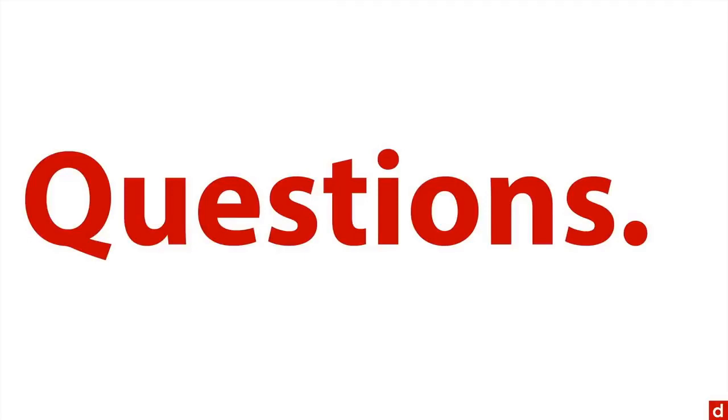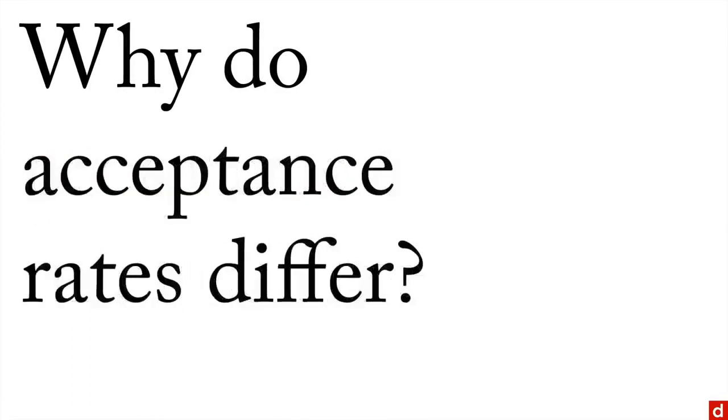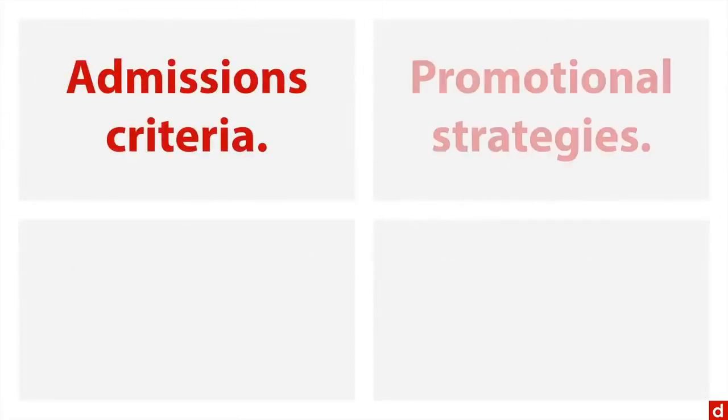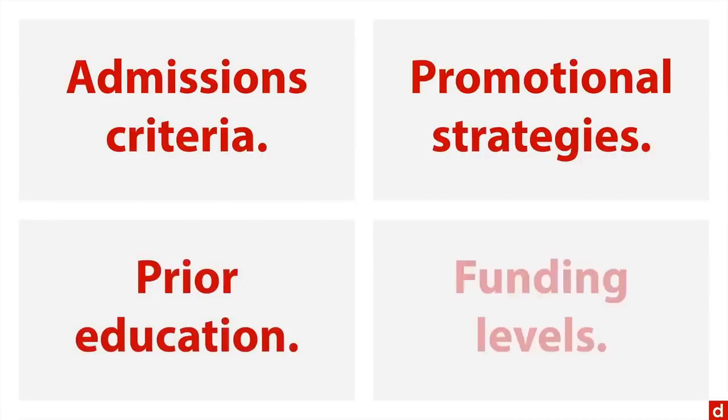So for instance, you may want to ask, why do the programs vary in overall class size? Why do the acceptance rates differ from one program to the other? Why do men and women apply to different programs? And you might want to look at things like the admissions criteria for each of the programs, the promotional strategies, how they advertise themselves to students. You might want to look at the kinds of prior education students have in each of the programs, and you really want to look at funding levels for each of the programs.